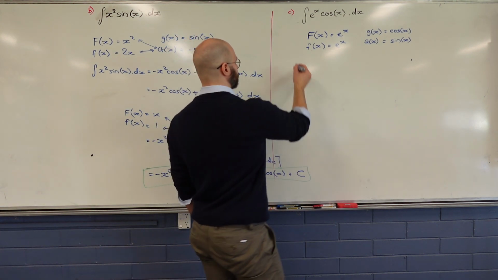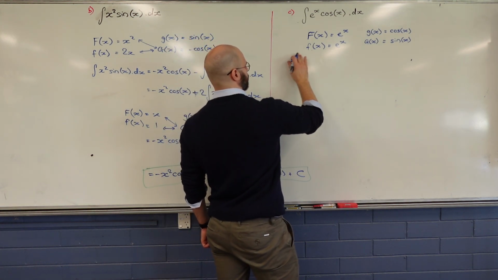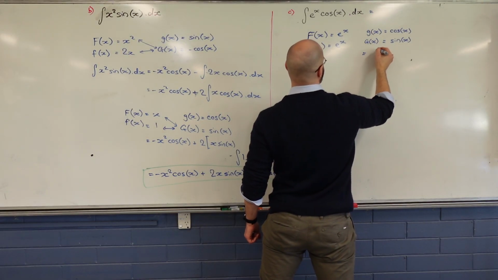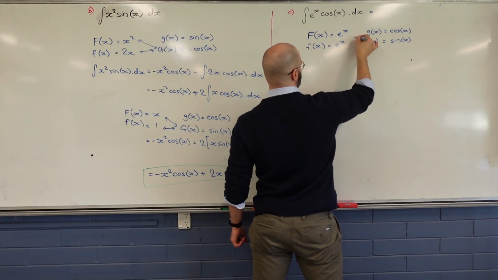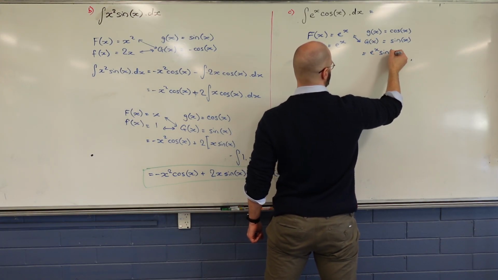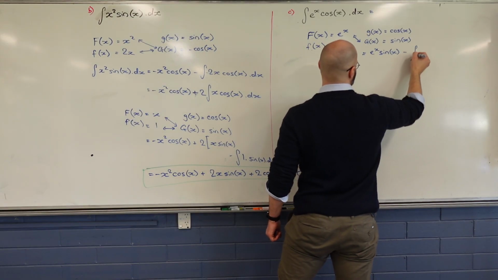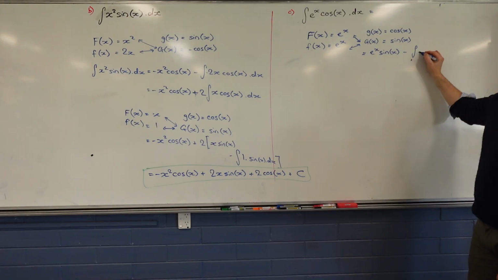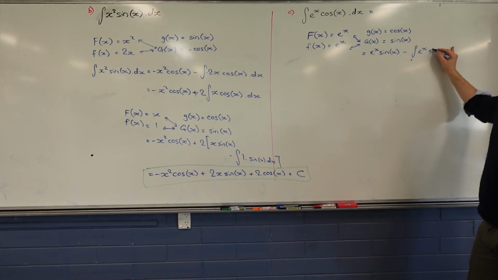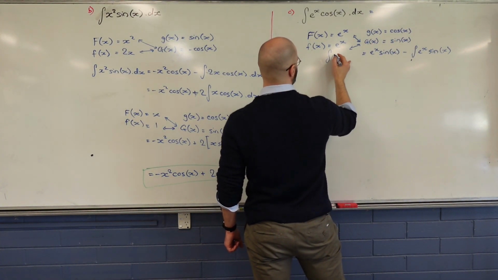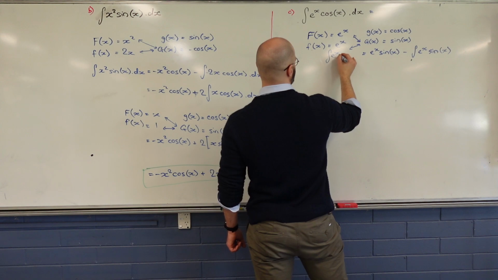Putting this in the formula, actually we need LHS and RHS here. Putting this in the formula, we're going to get the product of these two, e to the x sine x, minus the integral of the product of these two, e to the x sine of x. And this is all still equal to the e to the x cos x.